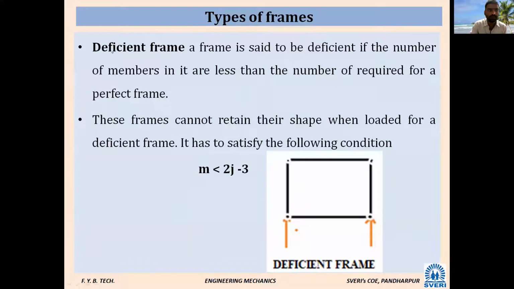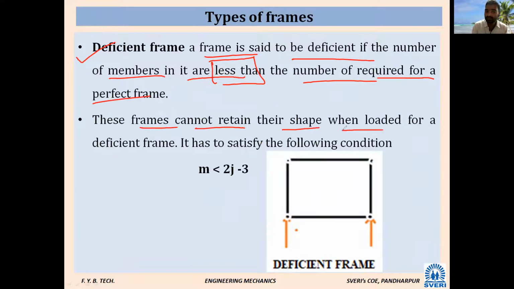Next, deficient frame. What is a deficient frame? A frame is said to be deficient if the number of members in it is less than the number required for a perfect frame. These frames cannot retain their shape when loaded. When you apply the load here, it will not remain in its shape. The shape is going to change. It has to satisfy the following condition: M is less than 2J minus 3 for deficient.